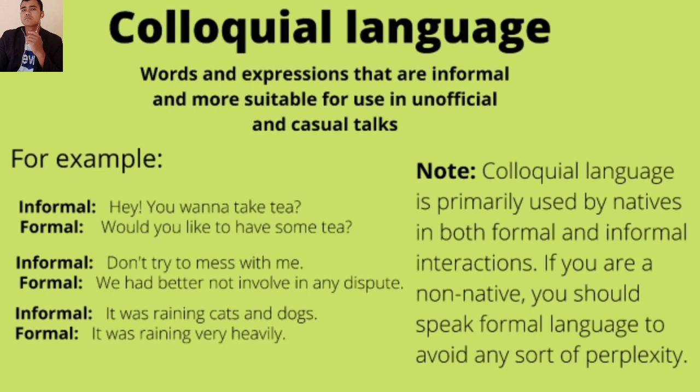The next thing to avoid in formal conversations is colloquial language. Words and expressions that are informal and more suitable for use in unofficial and casual talks. For example, in an informal way, hey, you want to take tea? In a formal way, you can say, would you like to have some tea? Please go through all these examples. You need to note one thing, that colloquial language is primarily used by natives in both formal and informal interactions. If you are a non-native, you should speak formal language to avoid any sort of perplexity.